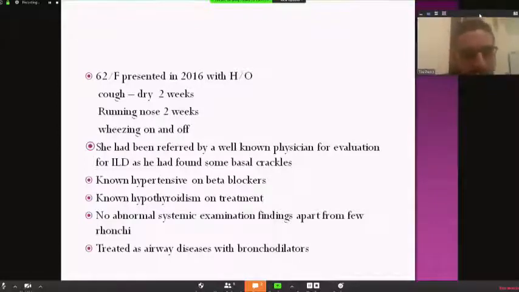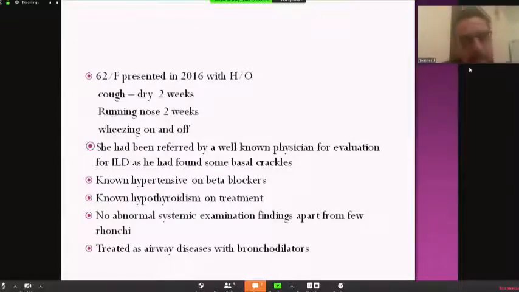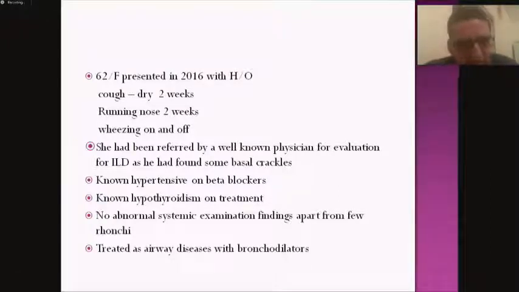Okay, I'll be presenting almost a similar case. Basically, a 62-year-old female who came to our OPD in 2016 with a history of some dry cough and running nose, predominantly airway disease symptoms. She was referred by a well-known physician in Bangalore for evaluation of ILD as he found some crackles. But when we examined, the crackles were very subtle. Nothing significant, and there was some rhonchi.